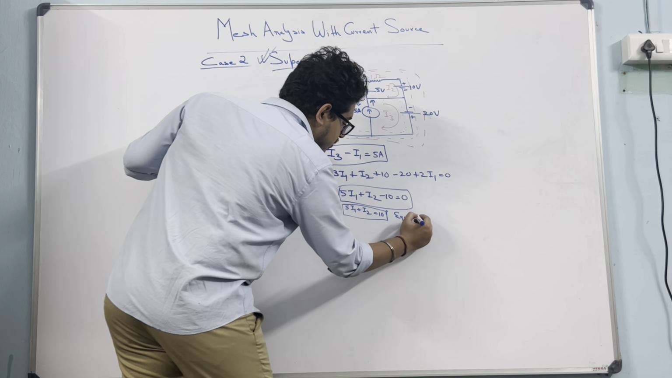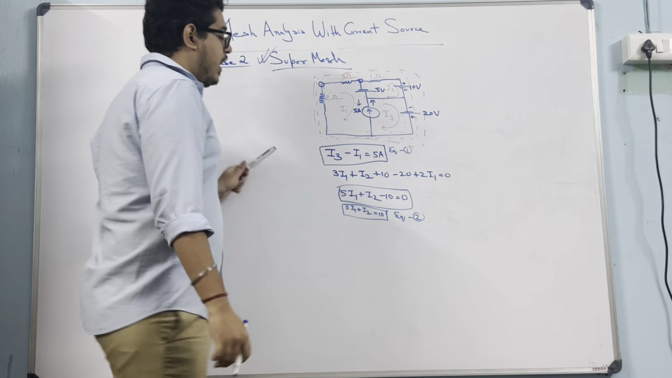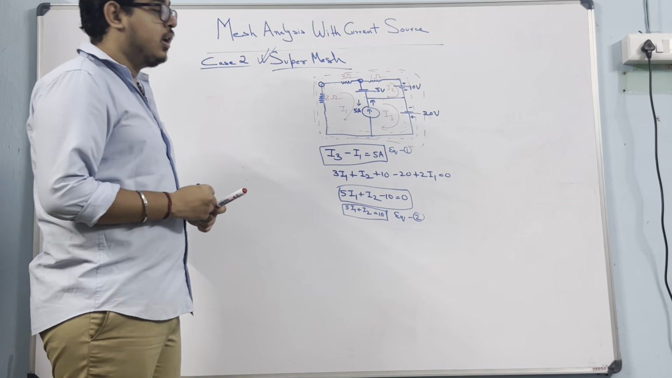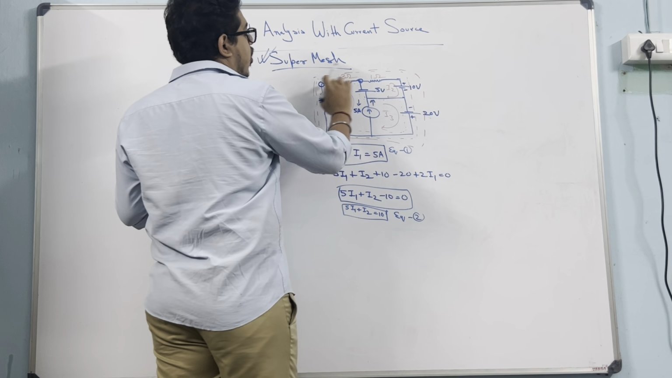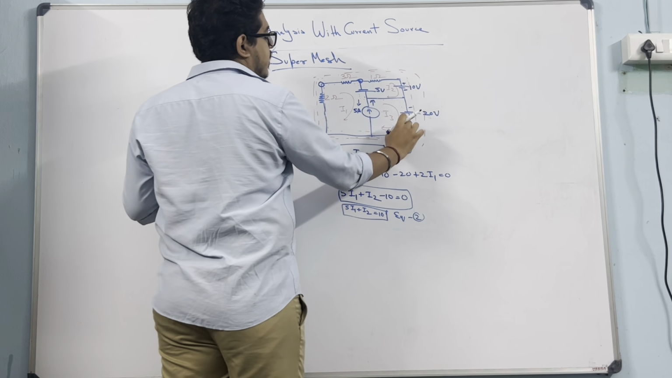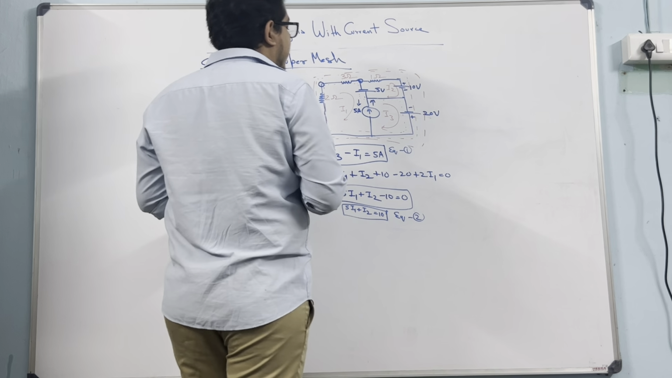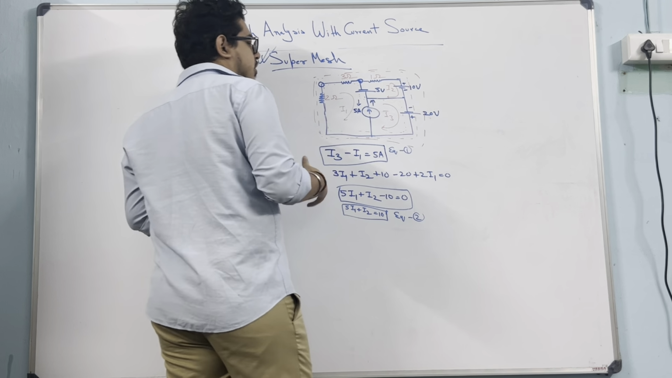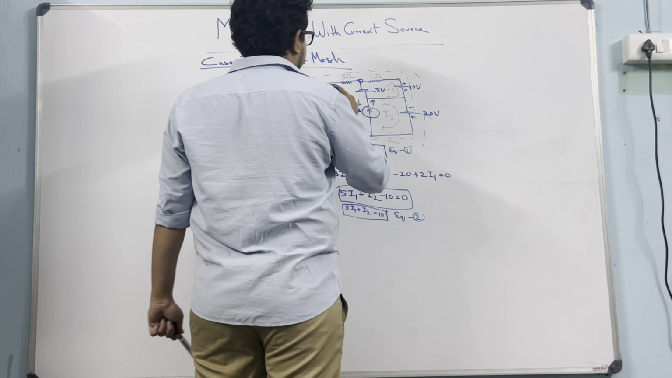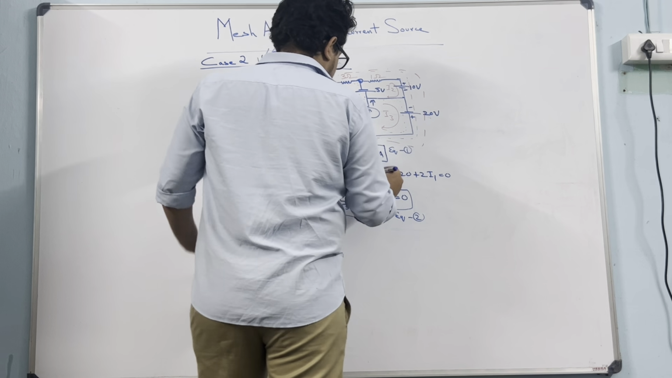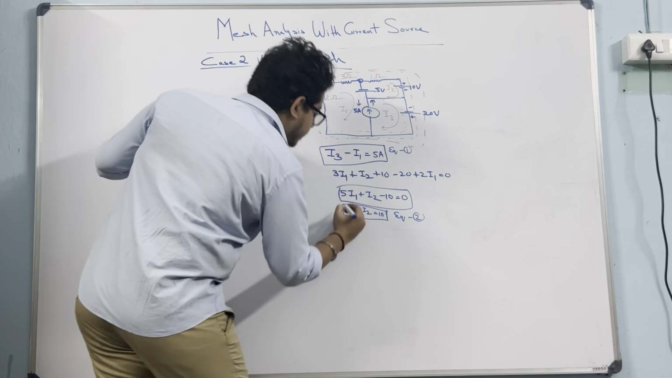So I got equation 1 and equation 2. Now how to get equation 3? Either I write the equation for this or of this supermesh. So when we are using supermesh, let's write with the supermesh itself. Although I can have one more equation from this mesh itself. So let's write this equation. Equation 3. Let's start from here. 3 I1.